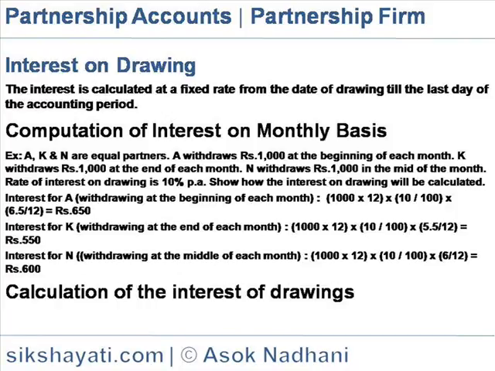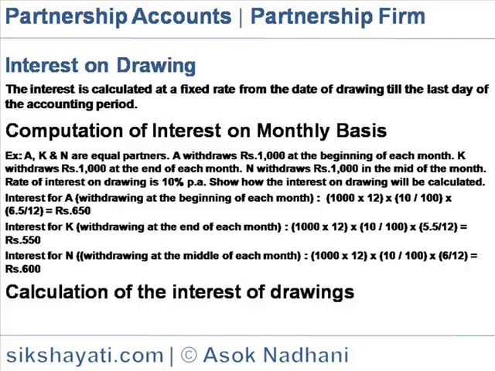Interest for N, who withdraws the amount in the middle of each month. In this case, the computation of interest would be 1000 into 12, for 12 months at the rate of 1000 per month, into 10 by 100, for 10%, into 6 by 12. Interest would be charged for 6 months. That comes to rupees 600.